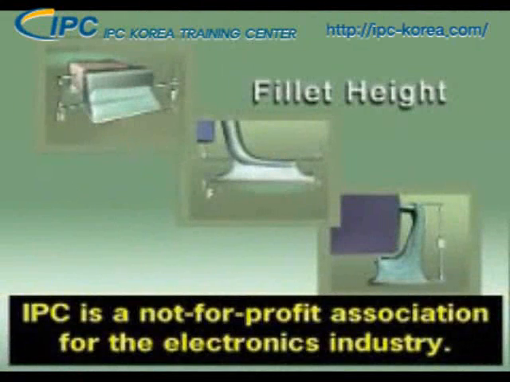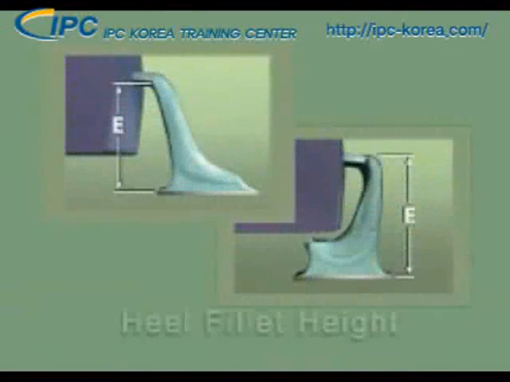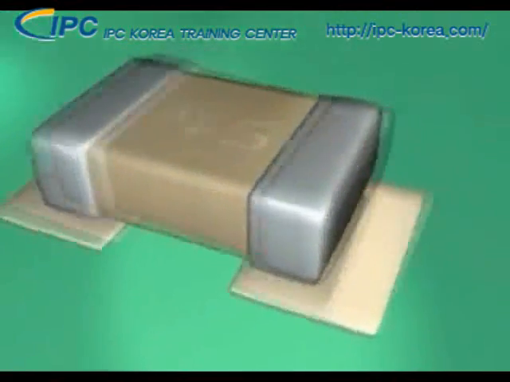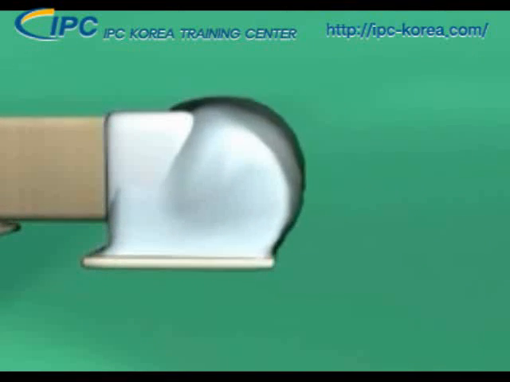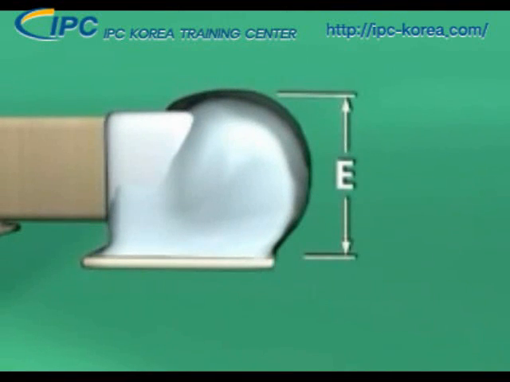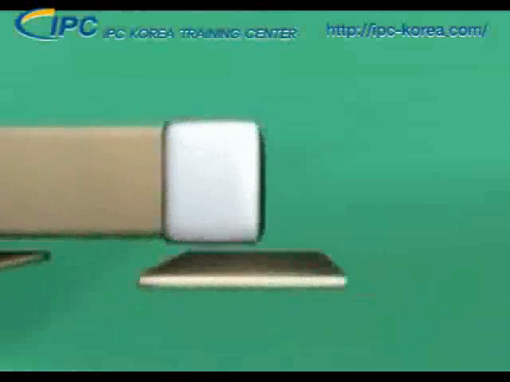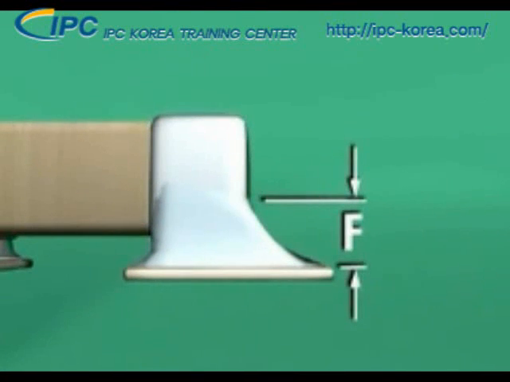Our next parameter is fillet height, which is specified by dimensions E and F. These dimensions are called heel fillet height for J-lead and gull wing components. For chip components, the solder may overhang the land and extend onto the top of the termination, but should never touch the component body. For dimension F, the minimum fillet height should extend at least 25% of the height of the component termination, or 0.5 millimeters, whichever is less.